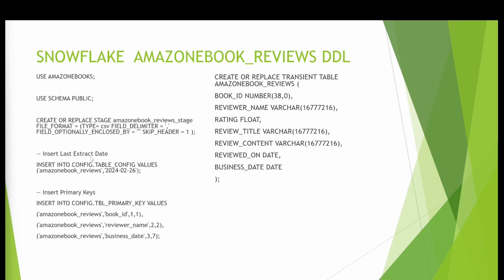Here also, if you see, there is a config entry. The config entry is nothing but the table, the last extract, and the primary keys. As I said, for Amazon book reviews, the primary key is a combination of book ID, reviewer name, and business date. So there must be three separate entries for the same.